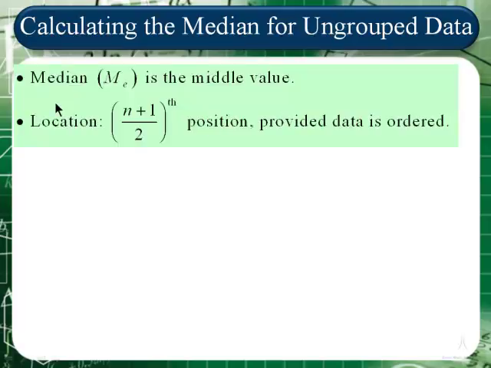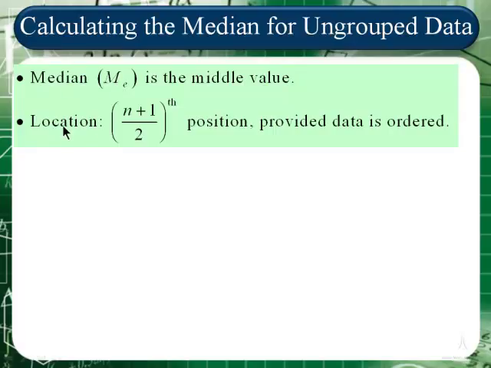Let us focus on the calculation of the median for ungrouped data. The median, which is normally indicated by M subscript E, is the middle value. This is also, you'll see later on, known as percentile 50. In other words, 50% of the data values will lie to the left or will be less than, and 50% will be to the right or greater than the middle value.